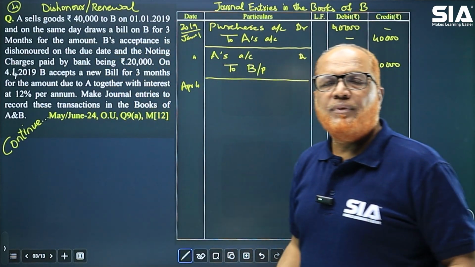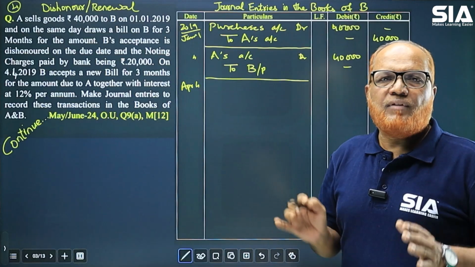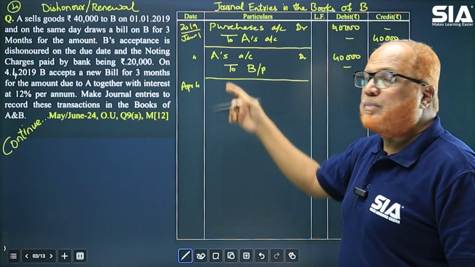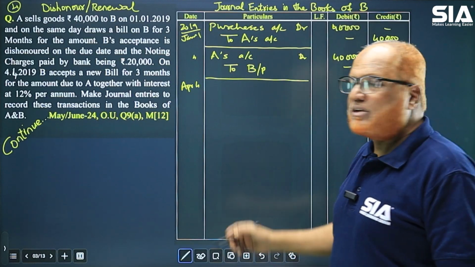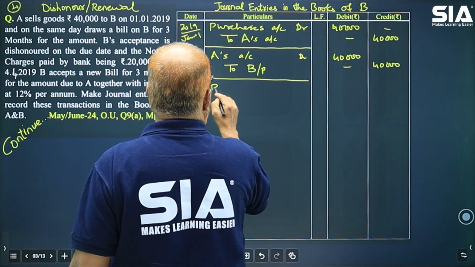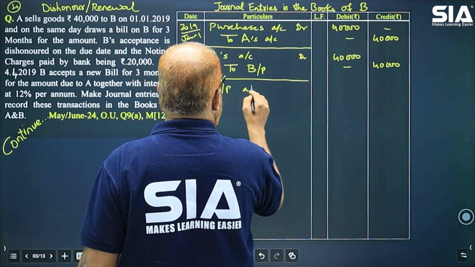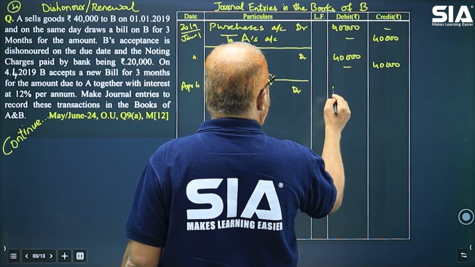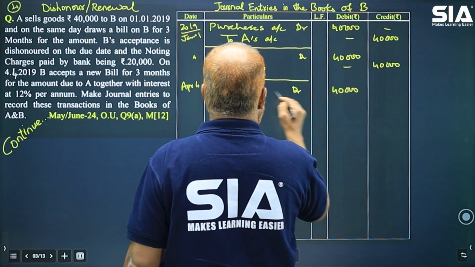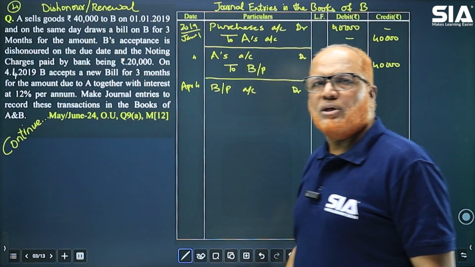On the due date, the bill is dishonored. When the bill is dishonored, he will debit bills payable account. So bills payable account debtor 40,000.